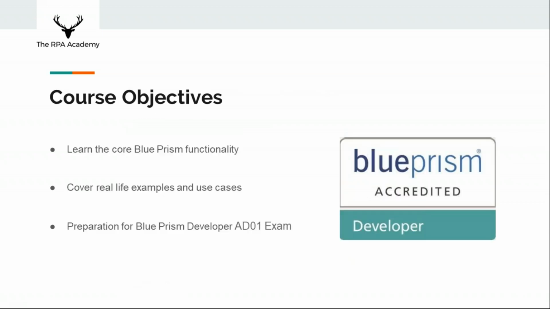Right, so course objectives. What do I want you guys to achieve at the end of all of this? Where do I want everyone to be? First thing is we need to have learned the core Blue Prism functionality, all of the different things about Blue Prism. After that, throughout my training, I will try as much as possible to cover real life examples, and you will do some real life use cases as well.